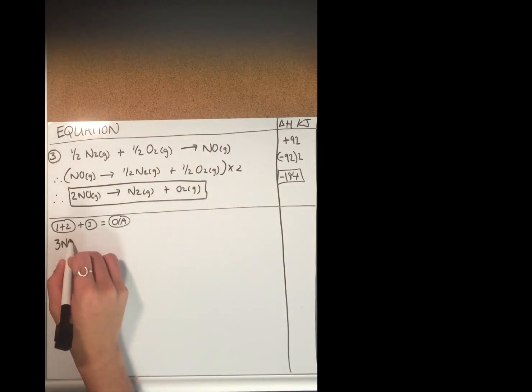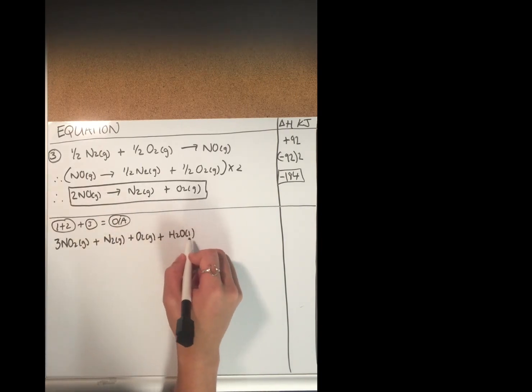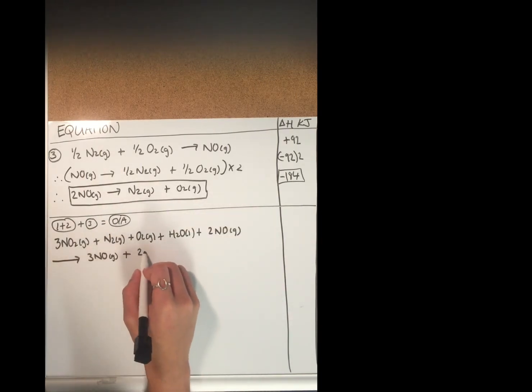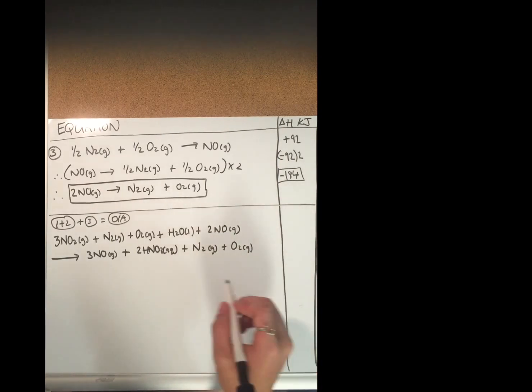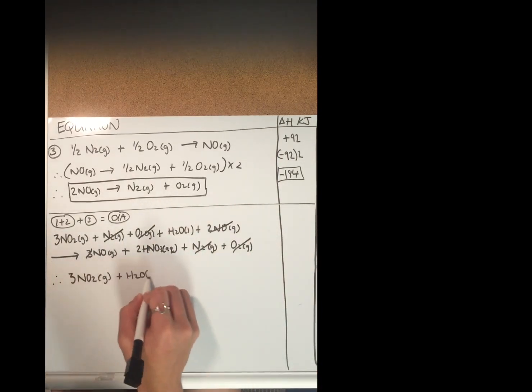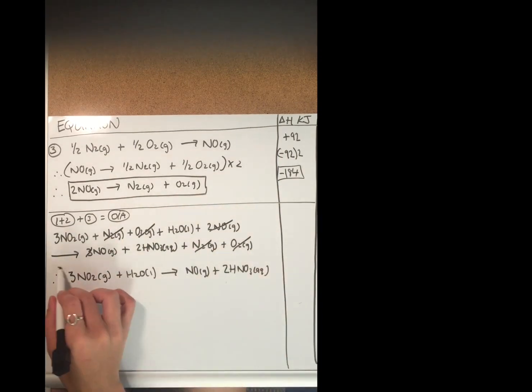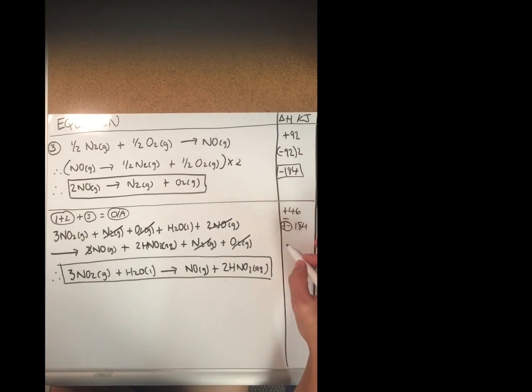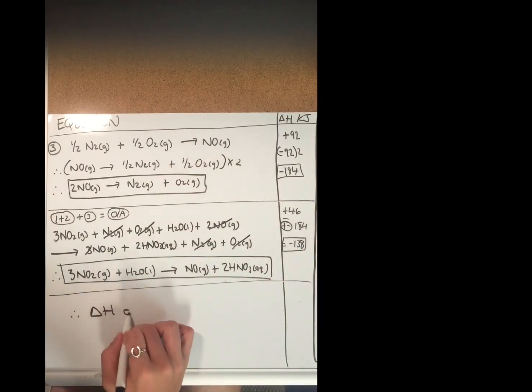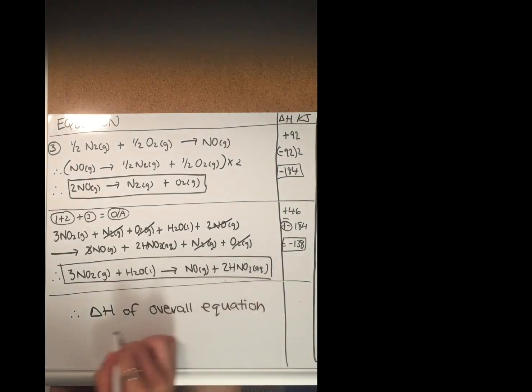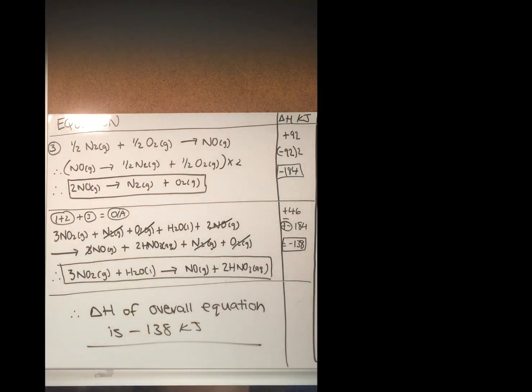Then, we consolidate the equations and check to see that our new equation matches the overall equation. Once this is done, we can add up all our enthalpies from the given equations to get the answer, which in this case is negative 138 kilojoules. Thus, in this case, we can see that the reaction of 3 nitrogen dioxide molecules with water yields products and 138 kilojoules of heat.